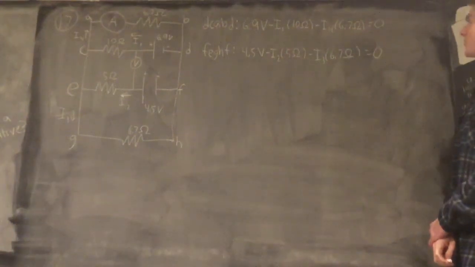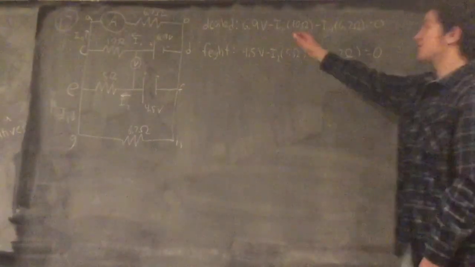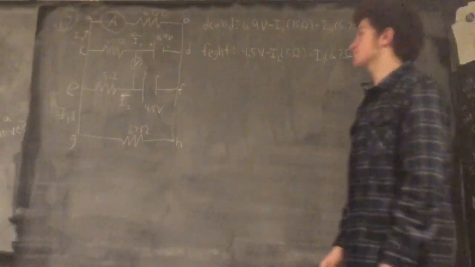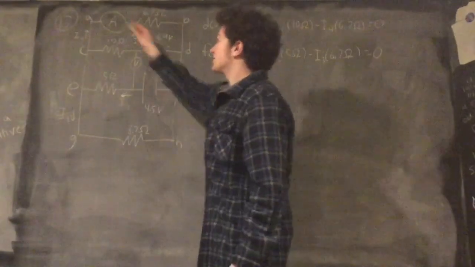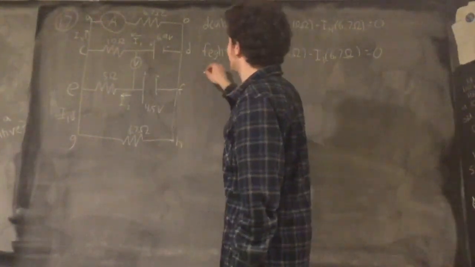Now that's good. We got 2 equations, but we have 4 different variables. Current number 1, current number 2, current number 3, and current number 4. That means we need 2 more equations. Let's get working. So now let's take a look at this outer loop here, A, G, H, B, A.